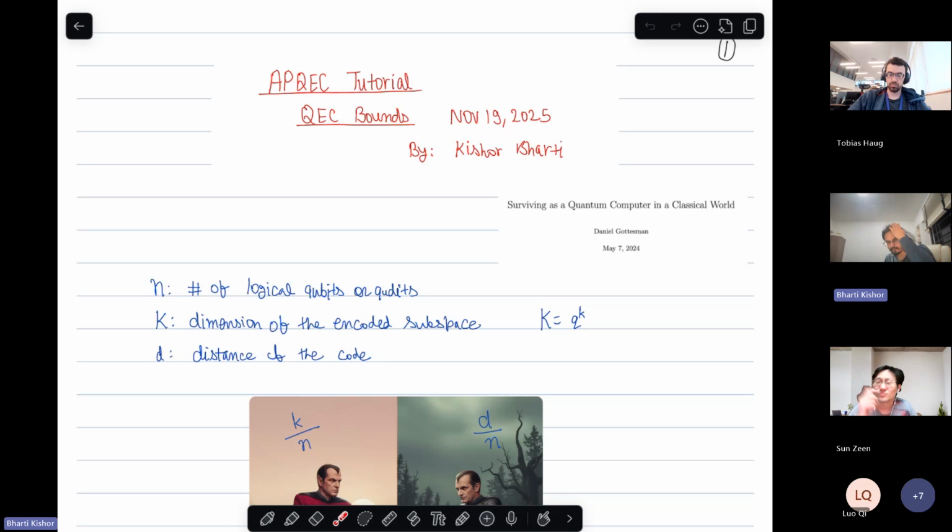A lot of the content will be from the book by Daniel Gottesman, "Surviving as a Quantum Computer in a Classical World," and some content from papers which are on the internet.